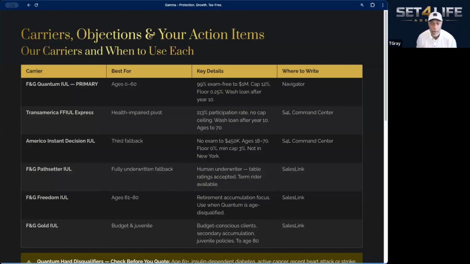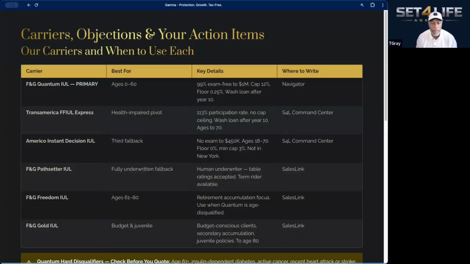Okay. Now, what if your client has maybe some health issues? Transamerica FFIUL Express. Okay. They have 113% participation rate, no cap ceiling, wash loan after year 10, and they'll take people all the way up to age 70. Okay. By the way, you write Quantum through Navigator, and you go to quoting, you click on Navigator, you write Transamerica on Transamerica's page, right? There's a quick link for it there.